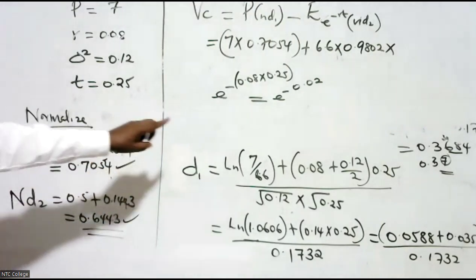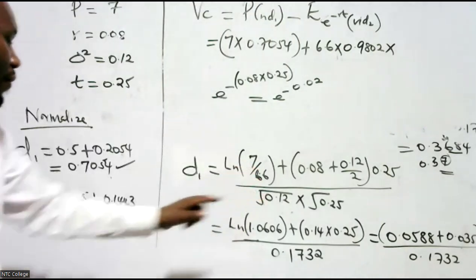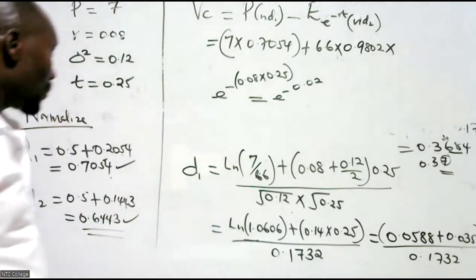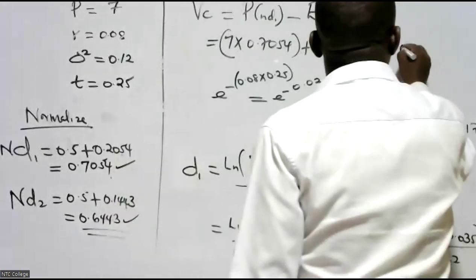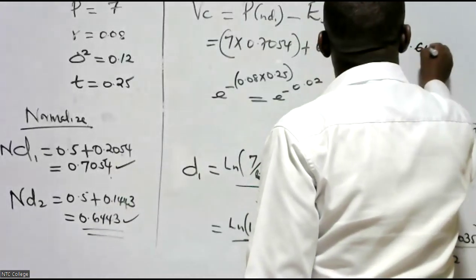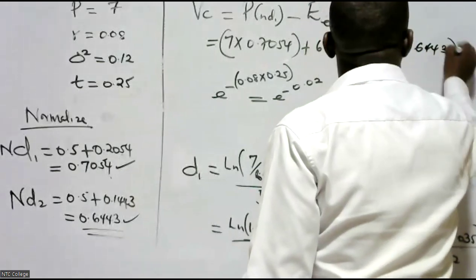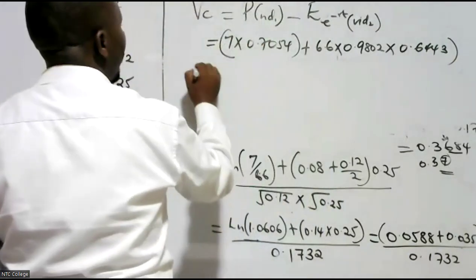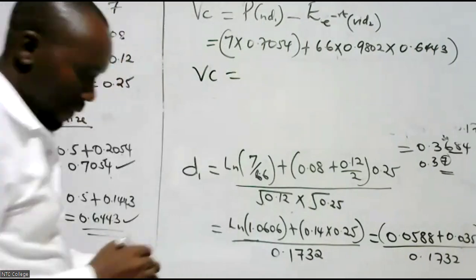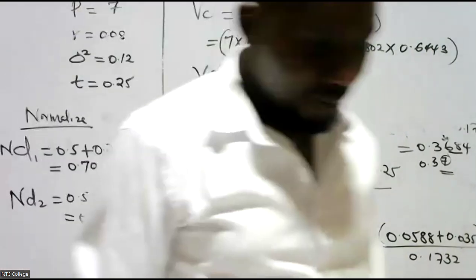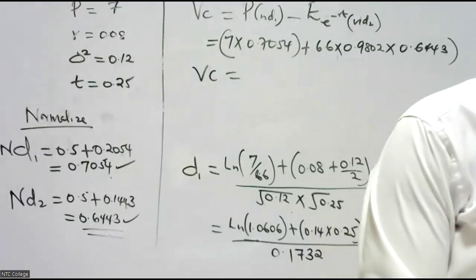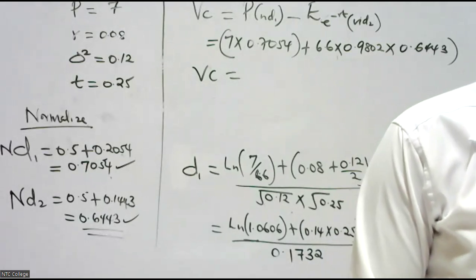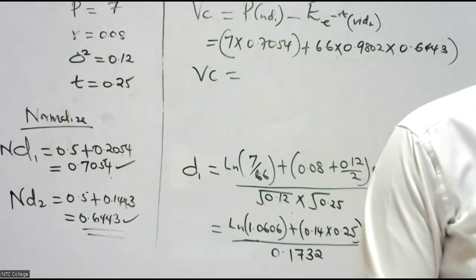We say that if the figures that we're getting for D2 and D1 were positive, you add direct. If they were negative, you take 0.5 minus that answer. So that is 0.6443. The answer that you're going to get there is the value of call option. That is VC, so VC is equal to. Get me that figure. What is the value of call option? Your timing may end up, but we shall do only one example.